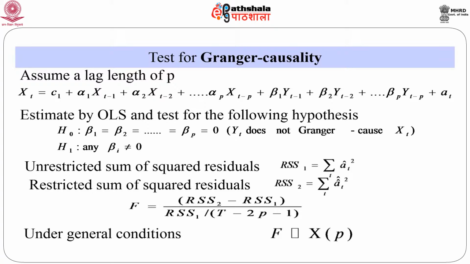Here also you use the same kind of testing. Obtain the unrestricted sum of squared residuals RSS1 and also obtain the restricted sum of squared residuals, and get the F value from the difference between the restricted and unrestricted sums of squared residuals. If F follows a chi-square with p degrees of freedom, then we claim that the restriction is not binding.